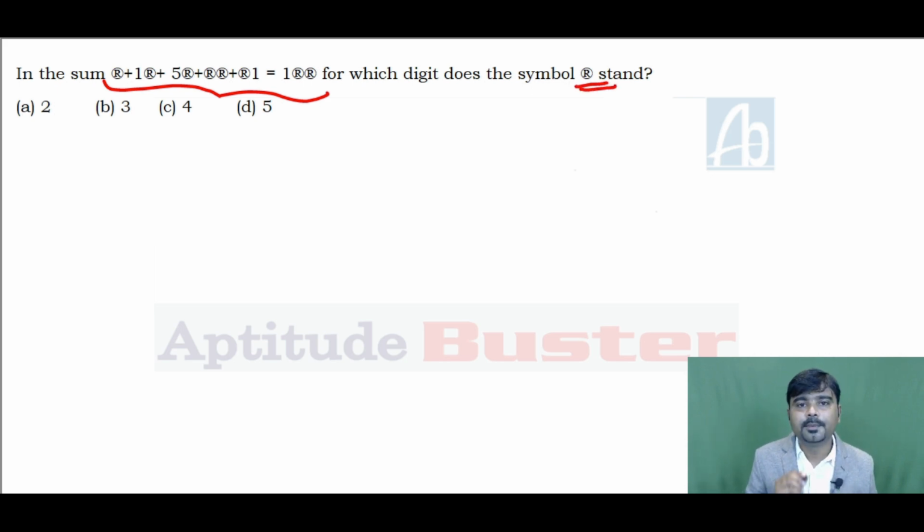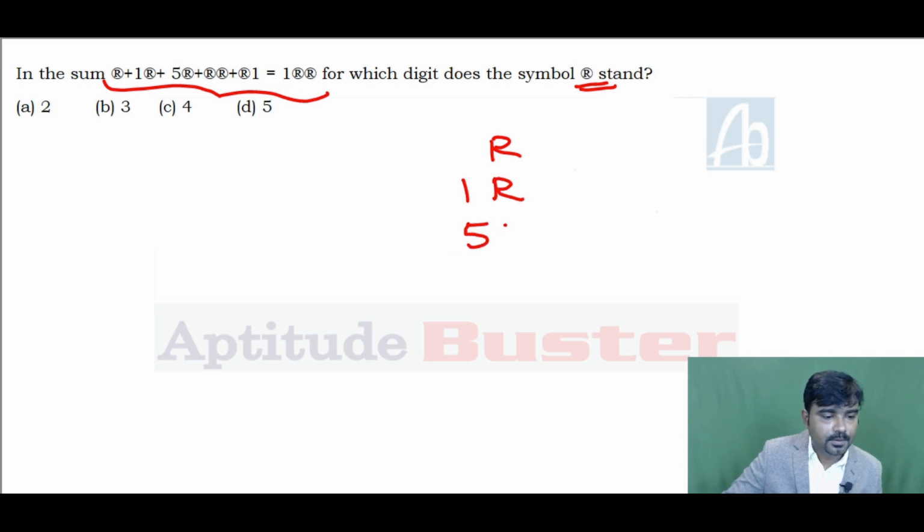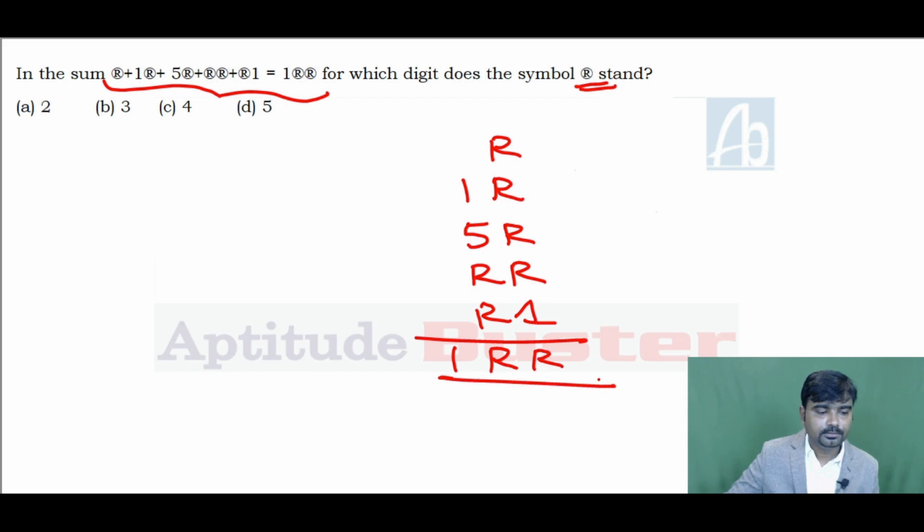In the sum, for which digit does the symbol stand? This question is from crypto arithmetic. That's a very logical question. The first one is r, the second one is 1r, a 2-digit number. This also is 5r, and this is rr and r1, and the last one is a 3-digit number, right? In all the cases the r value will be the same. If I take r value 1, 2, 3, 4 plus 1, 5, it doesn't satisfy.